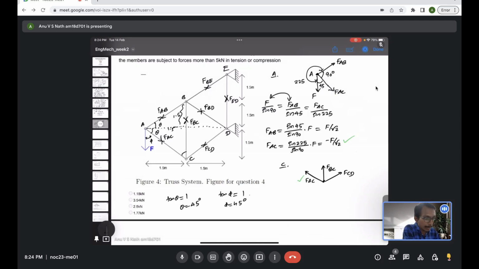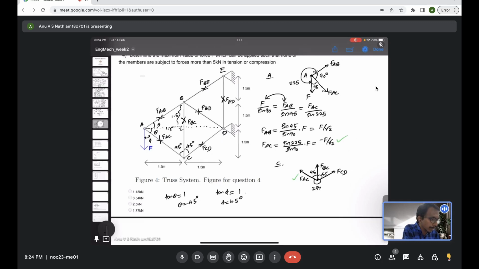90 minus theta, because it's a right angle triangle. This angle is theta, so it should be 90 minus theta. Theta is 45, so it will be 45 degree. And this angle, similarly, you can say it is also 45 degree. So you can just use that information, 45, so that is 90, and this angle will be 270. So using that information, you can evaluate what is FBC and FCD.